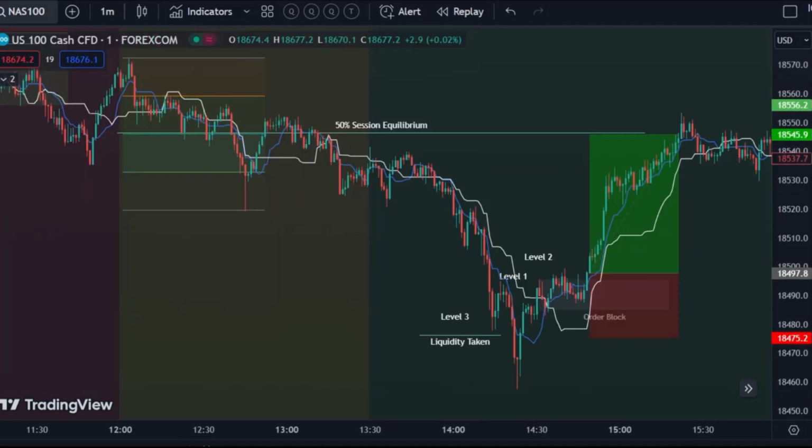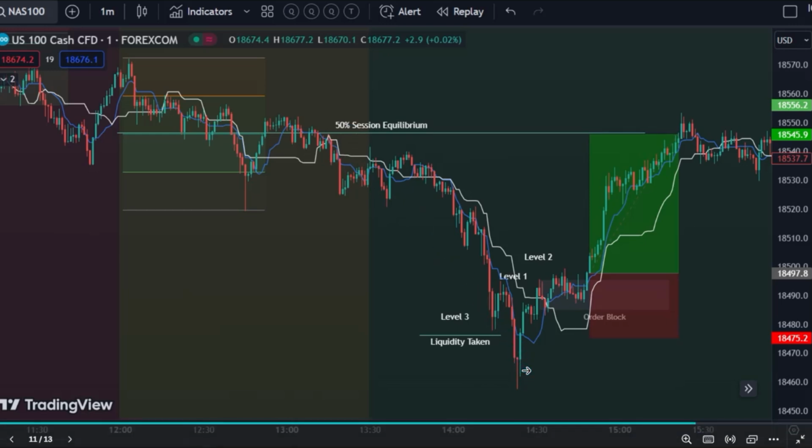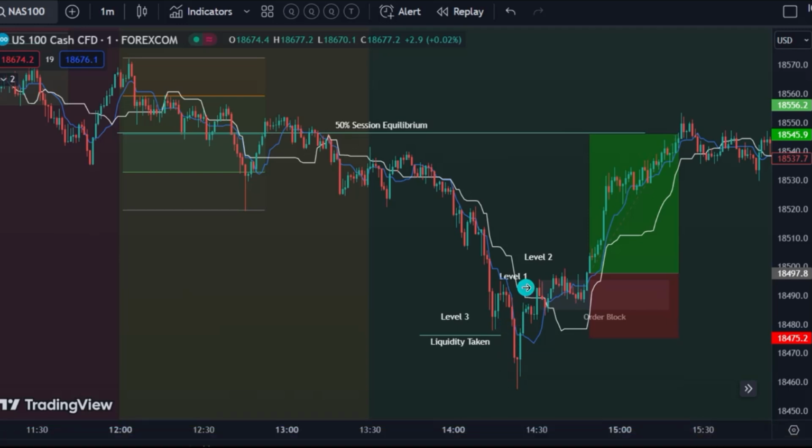In this last example, we're going to show you how the session equilibrium level is a draw on liquidity. This is an afternoon session, and we look at our lunch hour and the range that was created. We drew out 50%, and then we see a large move to the downside during the afternoon session. Price comes back above the Tenkansen line, also the Ichimoku line, and then we're looking to see if price is going to go back downwards or continue to the upside. And these are the clues that will tell you.